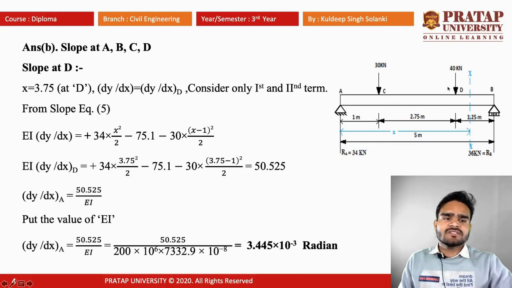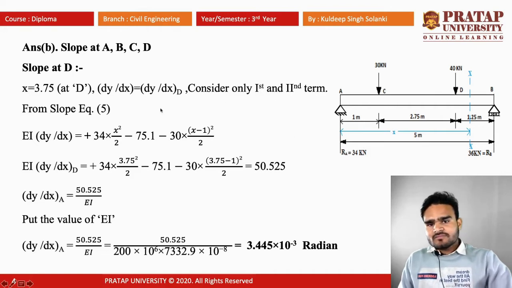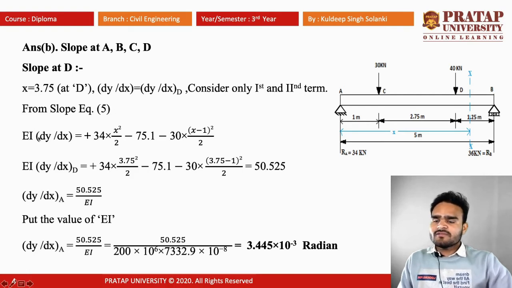It is also region C to D. In region C to D, consider A and C. It means moment due to 34 kilonewton and moment due to 30 kilonewton. Okay. Now consider first and second term from equation number 5, this is our slope equation. Put the value of x equals to 3.75 meter.